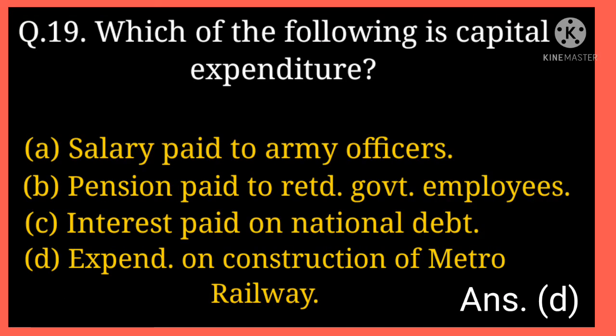Now the next question is which of the following is capital expenditure? So option A, salary paid, revenue expenditure, pension paid, revenue expenditure, interest paid is revenue expenditure. Now the answer is D, that is expenditure on construction of metro railway.